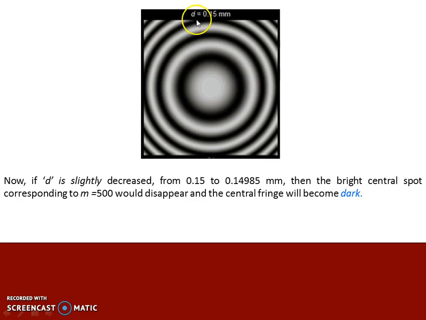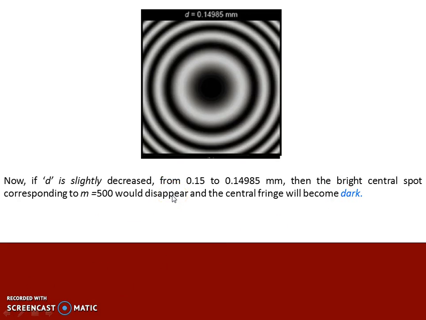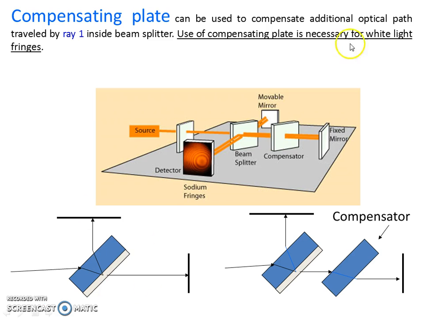Look at this. When D is equal to 0.15 mm, how many fringes are there? Suppose I move from 0.15 to 0.14985 mm, then 500 fringes disappear and the central fringe becomes dark. That means a number of fringes disappear from here. This is the use of the compensating glass plate, to compensate the fringes here.